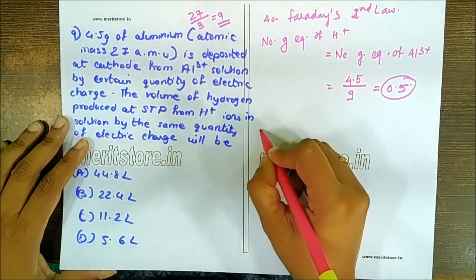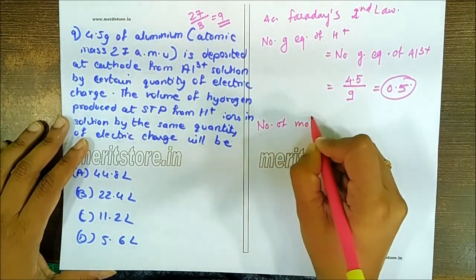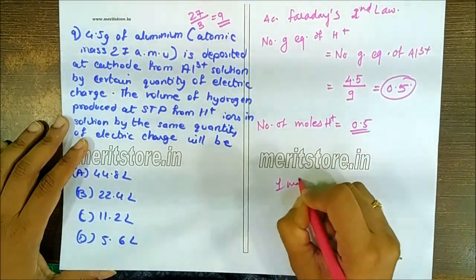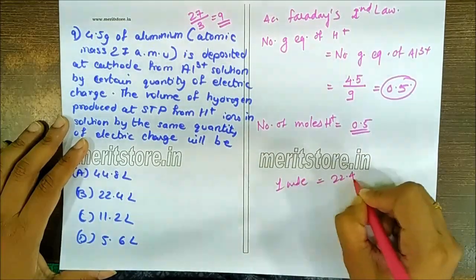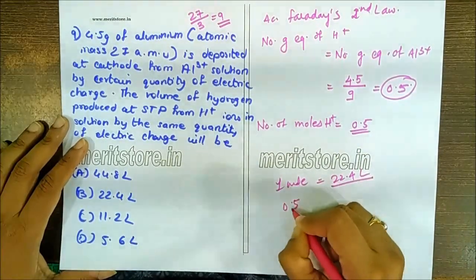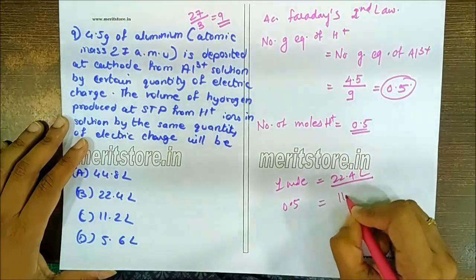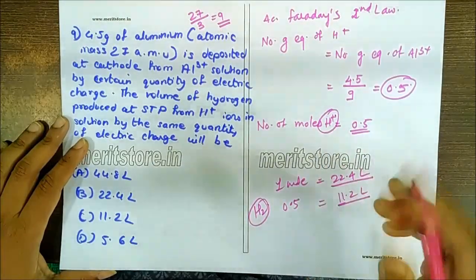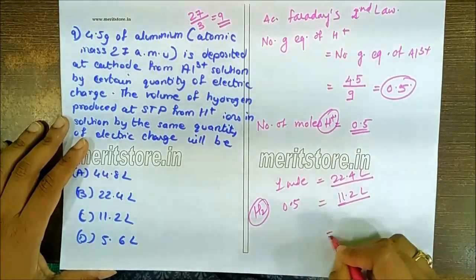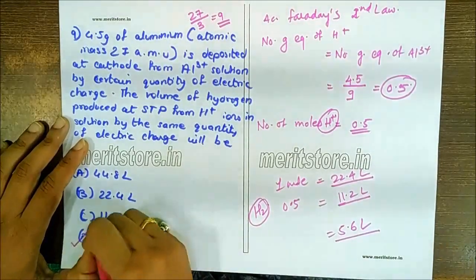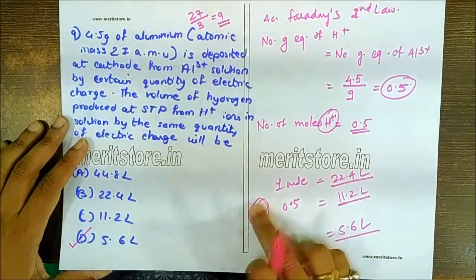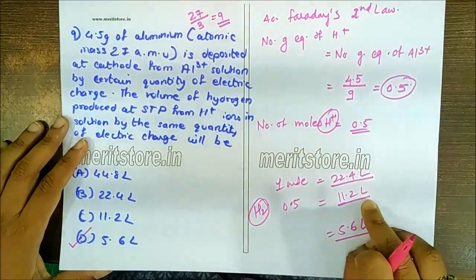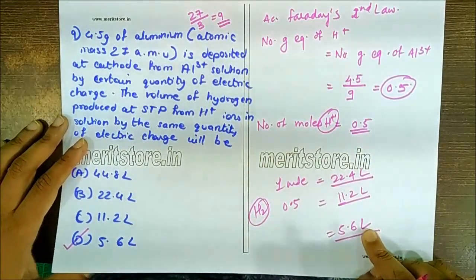If we talk about the number of moles of H+, then the number of gram equivalents and the number of moles of H+ are the same, that is 0.5. If I talk about 1 mole of hydrogen gas, it's 22.4 liters. So 0.5 is nothing but half of that, it's 11.2 liters. But this is for H2. We have here H+, so it will be still half of this. So it should be 5.6 liters, because we are having H2 here. So H2 and H+, the difference is exactly half. So instead of 11.2 liters, we'll get a deposition of 5.6 liters.